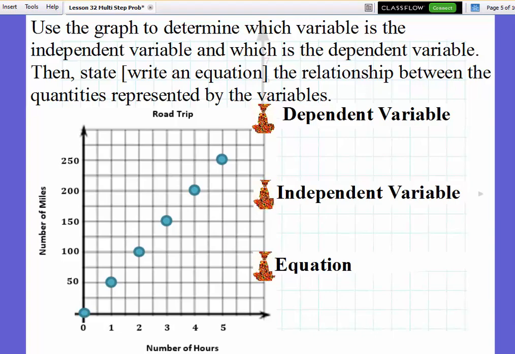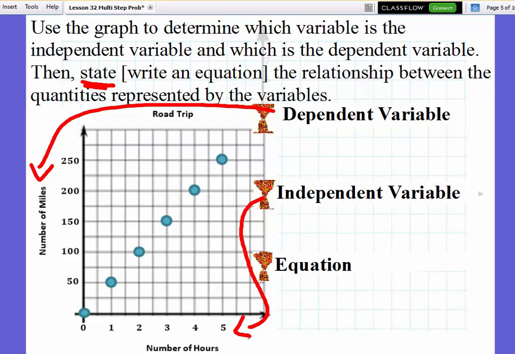We're going to use the graph below to determine which variable is the independent variable and which is the dependent variable. Then we're going to state, meaning we're going to write an equation. So we're going to state the relationship between the quantities represented by the variables. So let's look here. My dependent variable, well, I just remember from before that my dependent variable is, oops, my mistake. I labeled the wrong one. My dependent variable is my y-axis. My independent variable is going to be my x-axis.